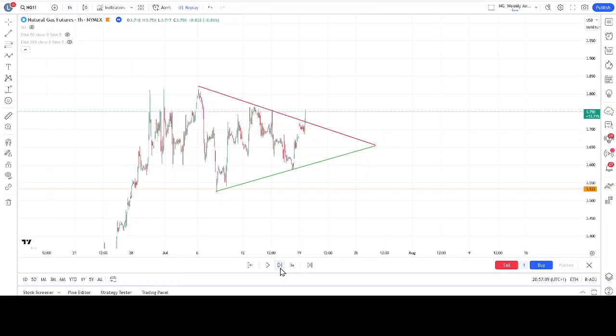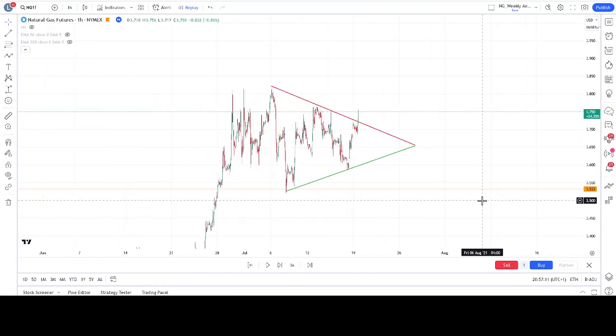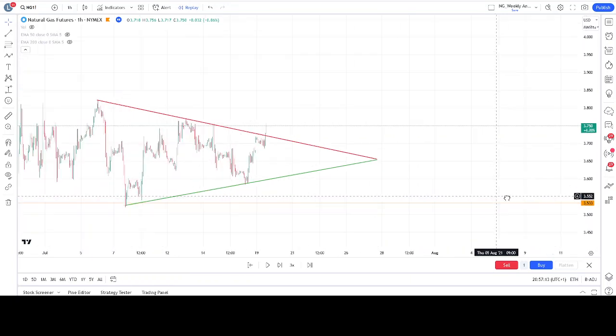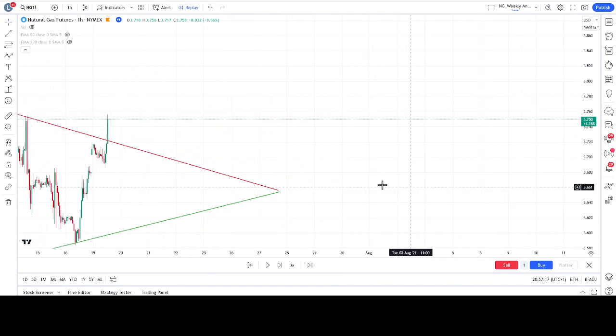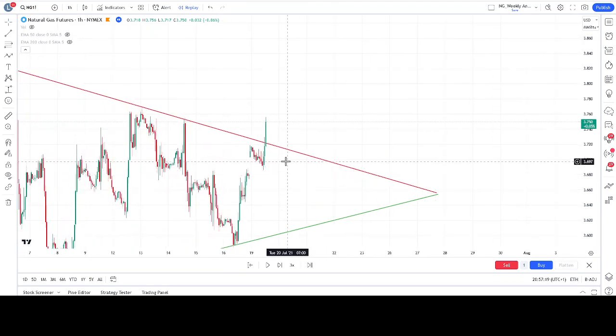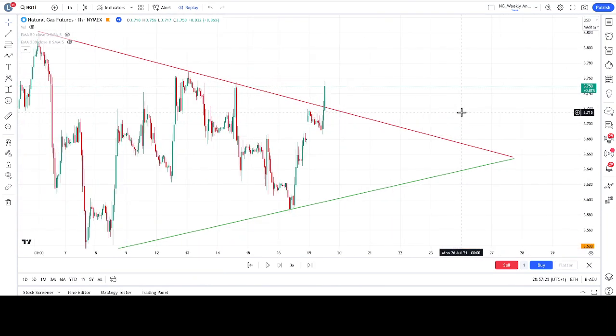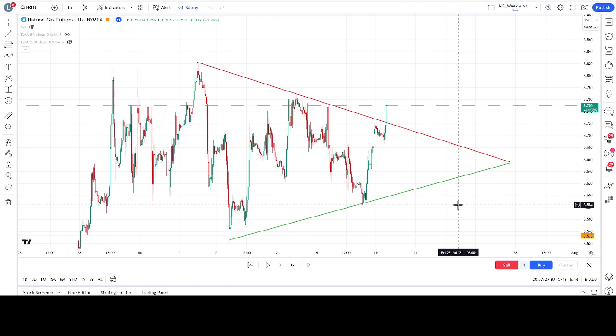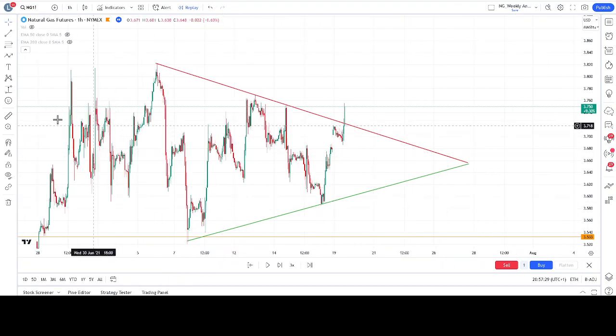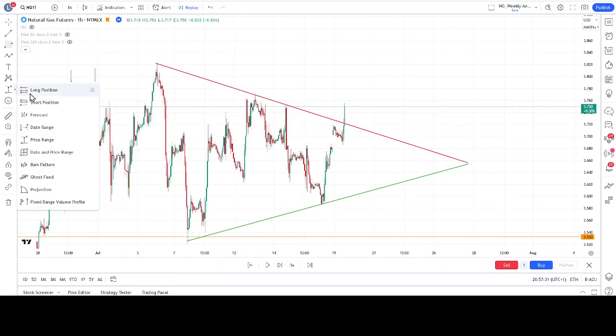Okay, there you go. It's a breakout here. Now once it is a breakout, let me maximize. So yeah, you can clearly see the big candle here. Now we all know what we're gonna do. We're gonna go with a long position. So let me take the long position from here.